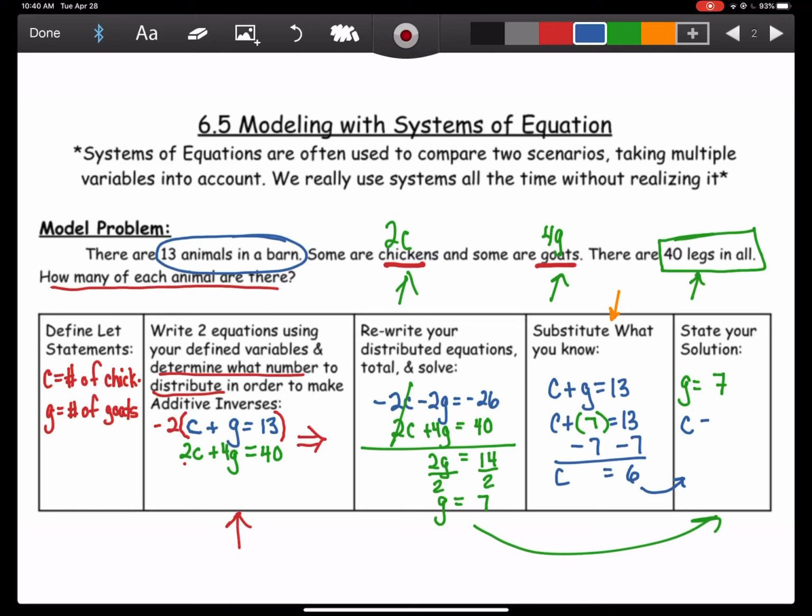And since this is not an ordered pair, this is not an x and a y relationship, we don't write it as an ordered pair. We just state the solution. Okay? Maybe even box it out when you're done. So this tells me there are 7 goats and 6 chickens in the barn. Okay, pause the video if you need to. I'm going to move on to the next slide.